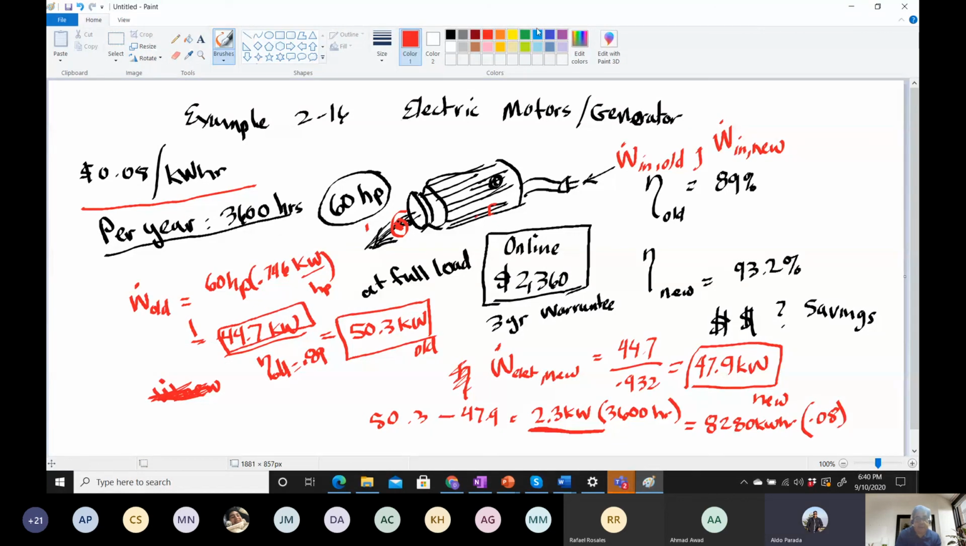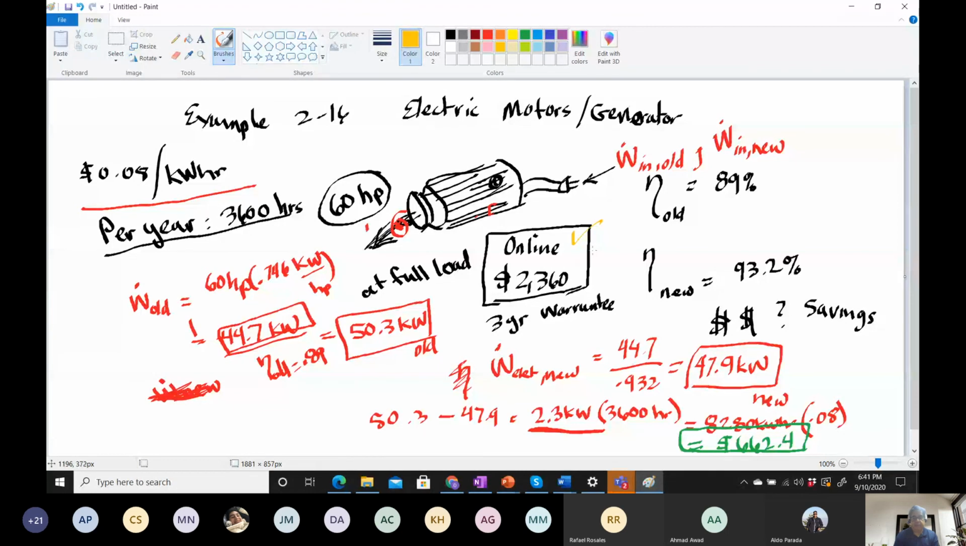which now gives us, I'm going to do it in green because it's money, 662.4. So this is how much money we're saving by changing that motor out. All right, 662.4. And thank you so much for the calculations. So now you have to tell yourself, is that worth the $2,360?